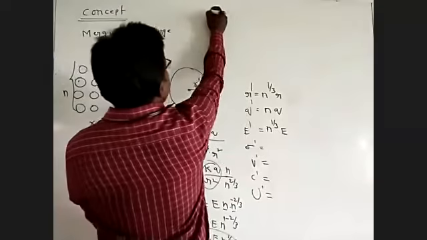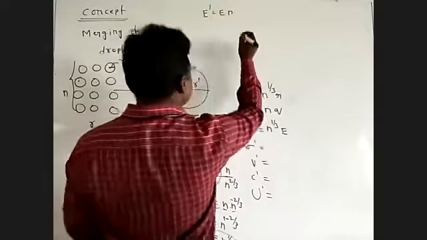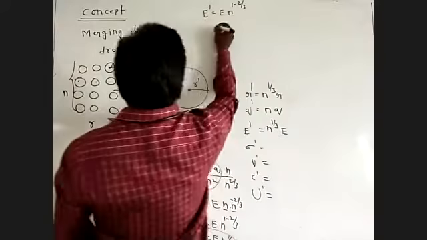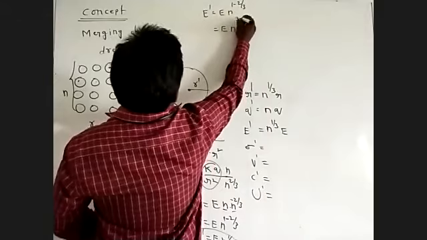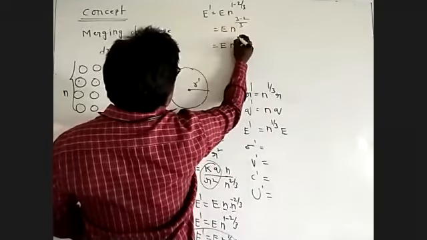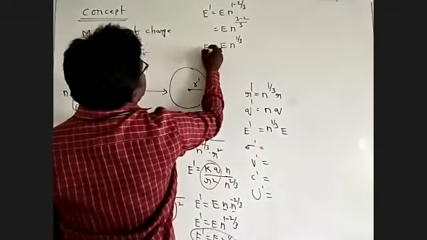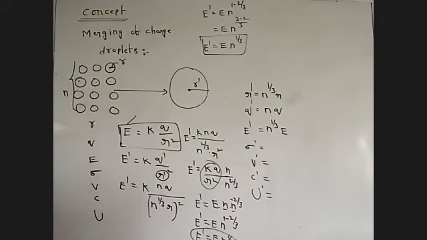E dash is equal to E into N power of 1 minus 2 by third. This is E is equal to N. 3 take LCM, 3 minus 2. We are going to write E N power of 3 minus 2 by 3, which means 1 by third. That is E dash. That is the value we are writing.